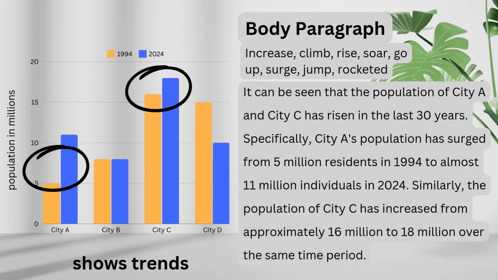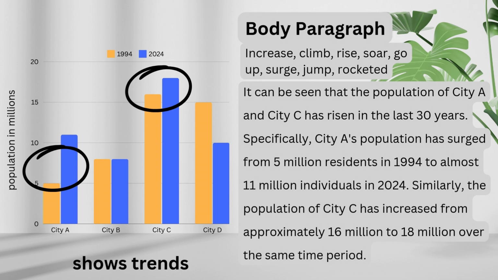Now, if someone reads it, let's say the examiner reads this sentence, they can easily understand what is going on in the bar chart. They do not have to look at the question. They can understand that the population of city A and C has increased, and later on in the next sentence, I've also given by how much the population has changed. So I have also mentioned the data, the figures, and how it has changed over 30 years. And I will do the same thing for city B and D.